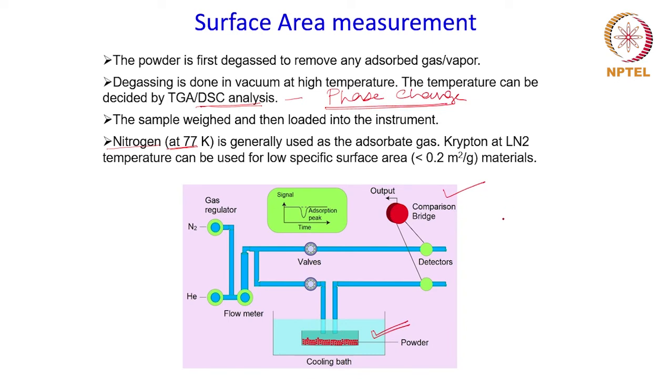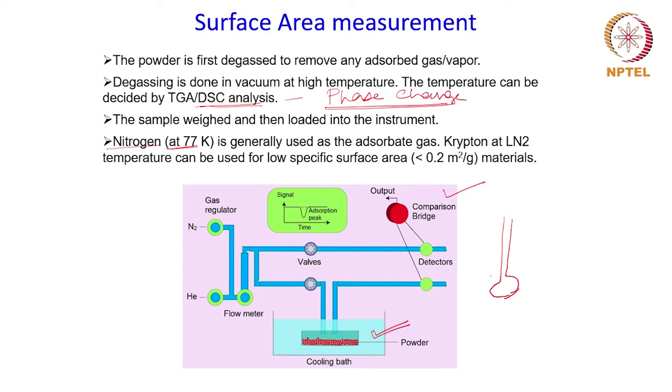So the sample tube, if you see, is basically a tube with a bulb at the end, something like this. The design of this bulb may be different depending on the type of sample, but basically this is what it is. It has a tube like this, and then at the end there is a bulb. So the sample is loaded and kept in this bulb, and this sample tube has to be exposed to the cooling bath, which is basically liquid nitrogen.